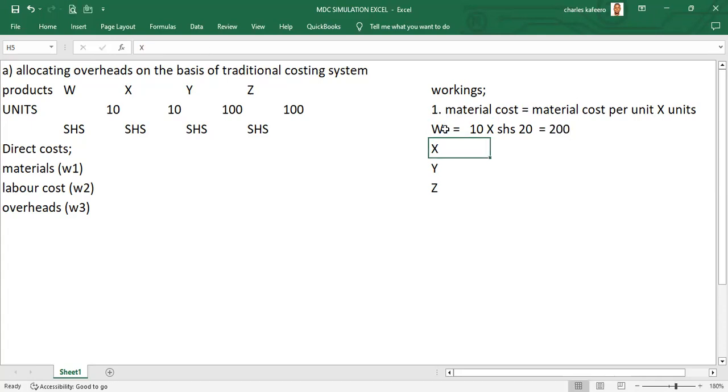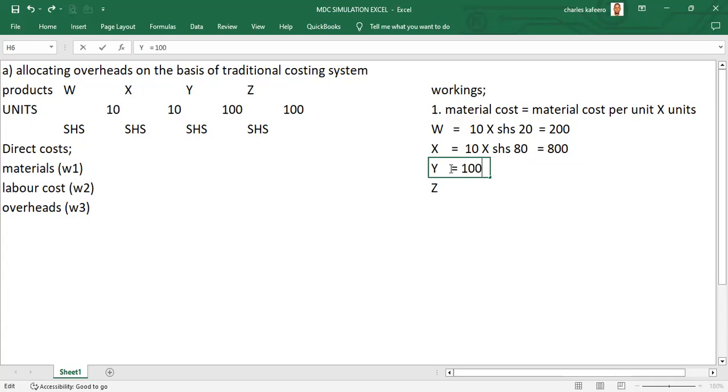Then we go to product X, and product X is having also 10 units. We multiply that by the shillings per unit, which is 80, and this will give us 800 shillings.